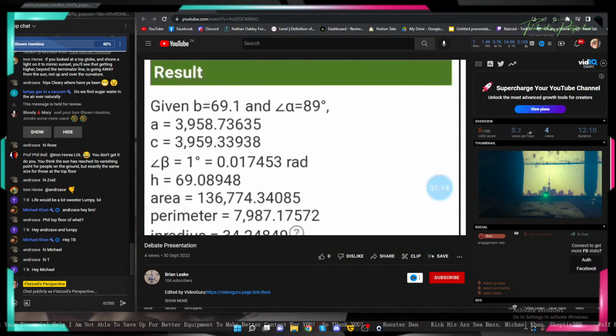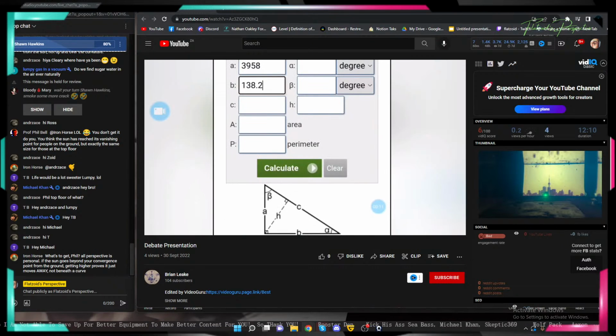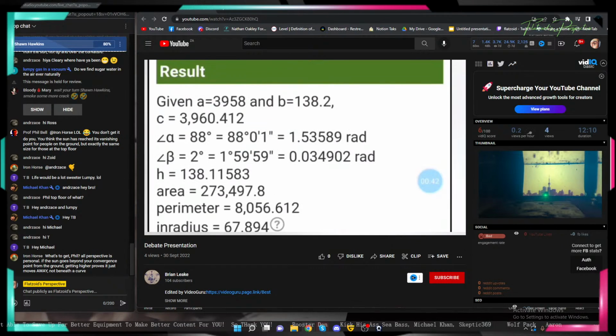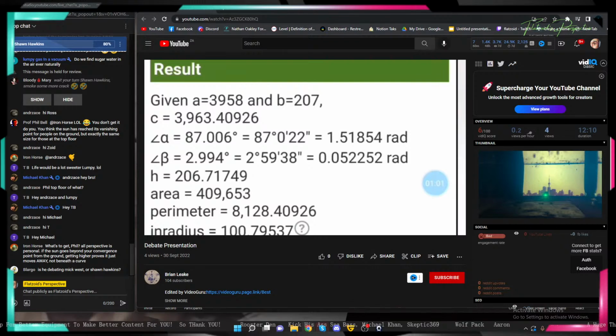So now we know how they determine their fake radius by using flat plane trigonometry and putting it to the center of their model. So it's not a coincidence. So let's do twice 69.1, so 138.2 with 3958 height. And look, 2 degrees, 88 degrees. So it's still good. Let's try 3 degrees. So 207 miles baseline distance. And look, 87 degrees, still good.